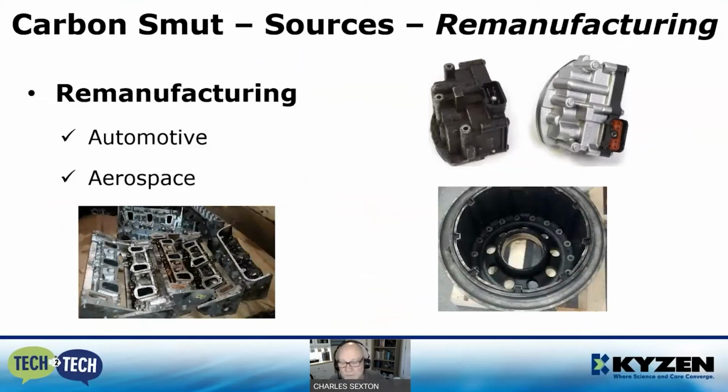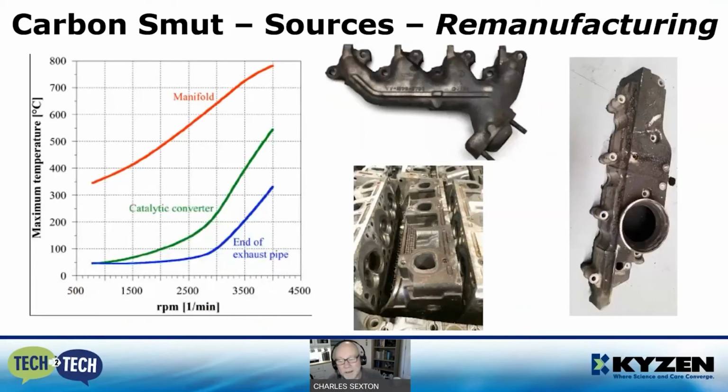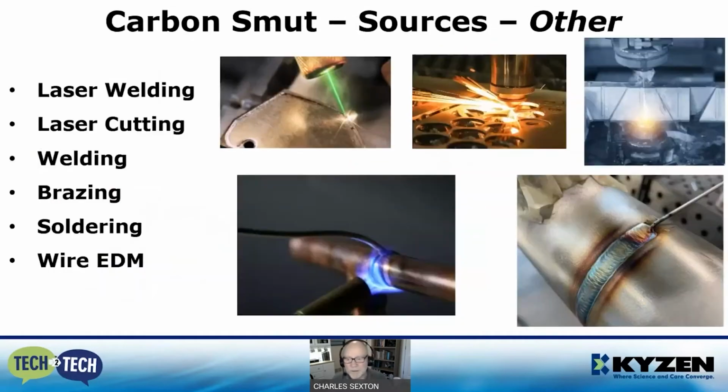Remanufacturing's pretty obvious, I think. Temperatures get very hot in automobile engines. These are automotive parts, except for the bottom right part, which is a wheel hub for a jet aircraft. Again, temperatures of, for example, the exhaust manifold in an automobile are from 300 to about 800 degrees C, forming carbon as you see here.